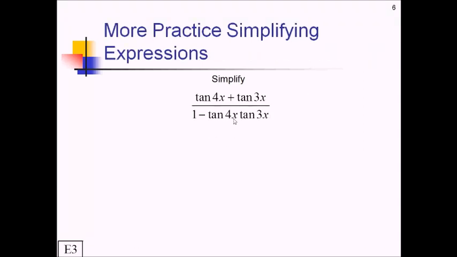Pause the video and try this next one now. So you might recognize this as the tan of a sum. This is really just the tan of 4x plus 3x, which is the tan of 7x. And that's as simplified as that's going to get.